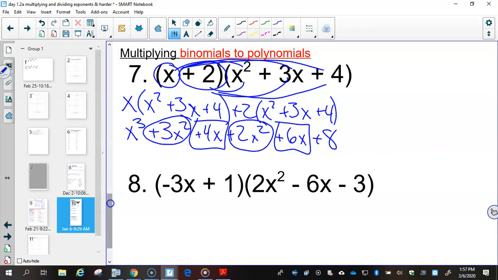So when you get something like this, you need to put it in order. Highest exponent goes first. So we add or multiply? You would add in this case. So 5x squared plus 10x plus 8.